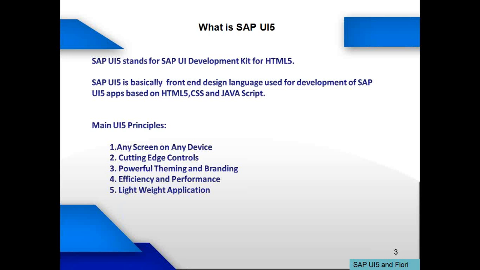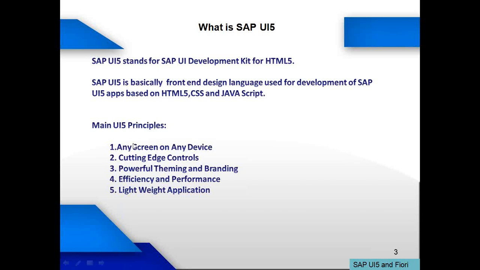So SAP UI5 is nothing but a custom library built on the HTML5 language. SAP UI5 is basically a front-end design language used for the development of SAP UI5 apps based on HTML5, CSS, and JavaScript. We need these three languages to implement an SAP UI5 app. Meanwhile, I am going to cover the importance of these three, and why and where we need these three elements in SAP UI5 design.